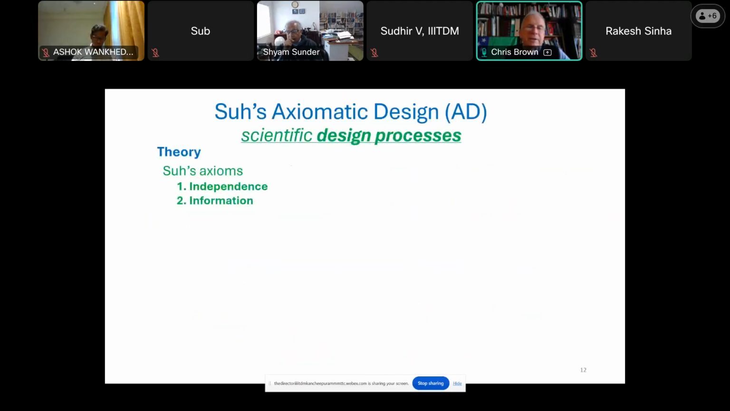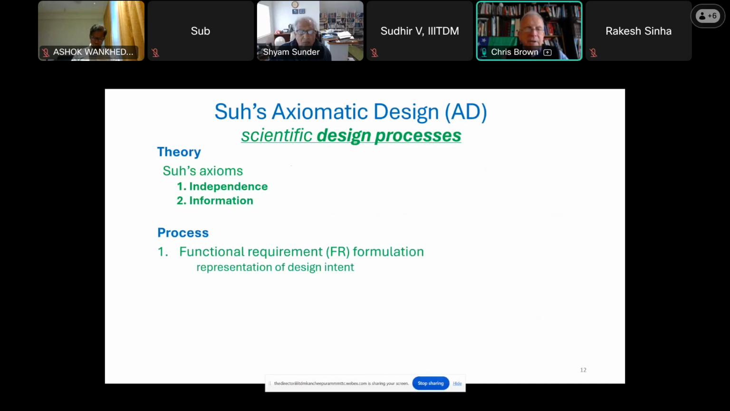All right, so what are these axioms? There's only two, which is nice. Simpler is better if it does the job. So the two axioms: independence and information. So that's the basis of the theory.